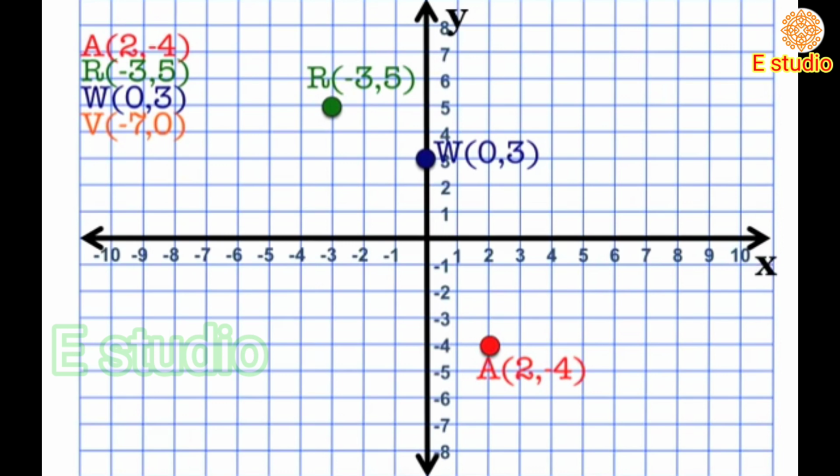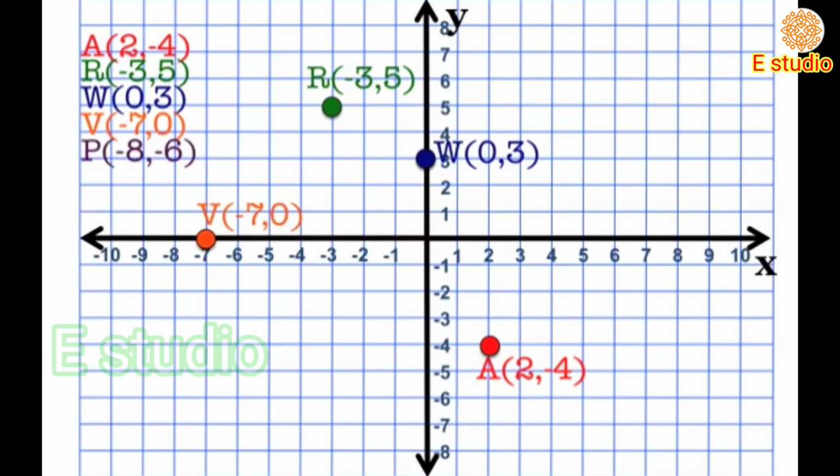How about V at -7, 0? Again, we start at the origin, and our x is -7, so we move 7 places to the left. And then do we go up or down? No, because our y is 0, so we're just going to move 7 to the left and plot our point, and that's V at -7, 0.